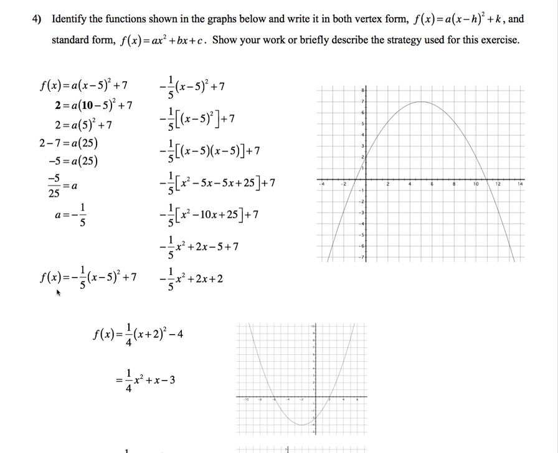So our two forms of the function are negative 1/5 times the quantity x minus 5 squared plus 7, and the standard form is negative 1/5 x squared plus 2x plus 2.